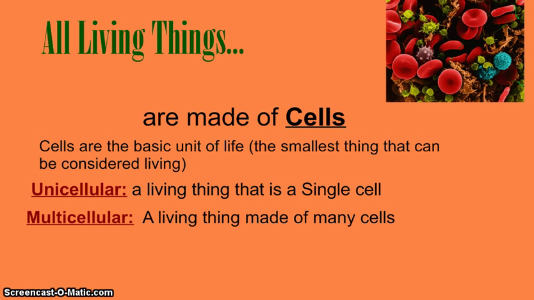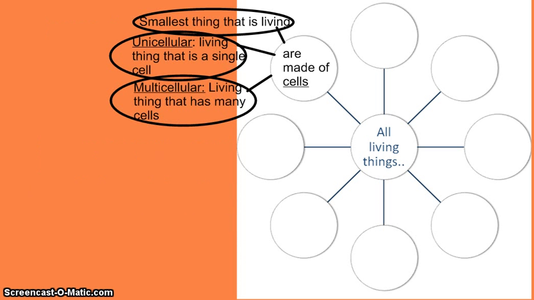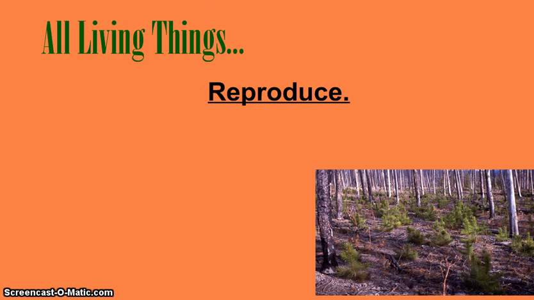Yep. So let's say you were filling out your note sheet as Mr. Ruska was speaking there. It would look something like this. You would have finished the prompt, all living things are made of cells, and then you would have included some information up here about unicellular, multicellular, and that the smallest thing that is living is a cell. That would be a complete note sheet.